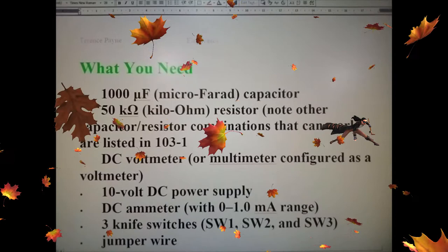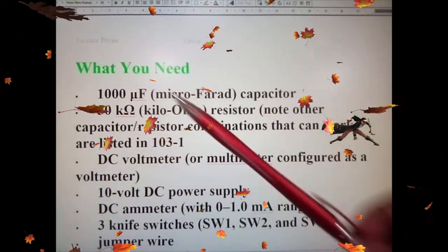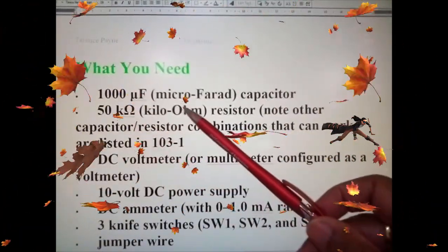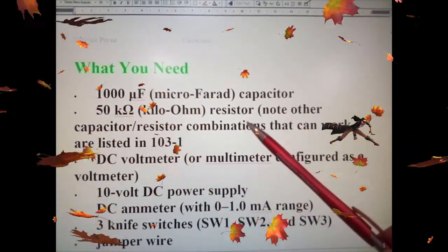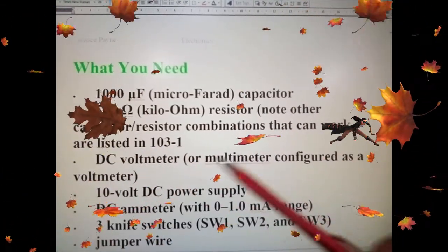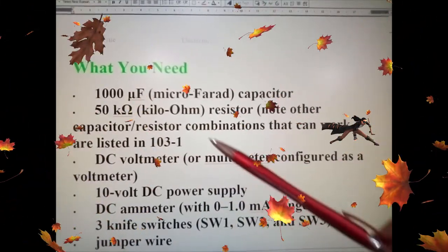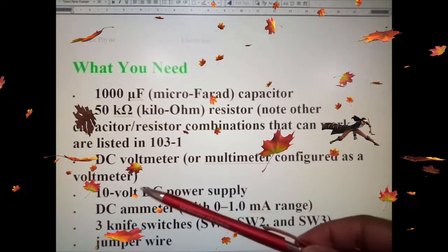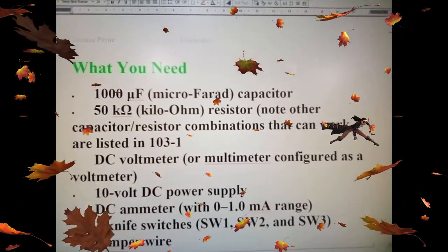Now, what I want to look at is, what do you need for this circuit? Now, you need a 1000 microfarad capacitor. You need a 50k kilo ohm resistor. Note other capacitor resistor combinations that can work I listed in 103-1. Okay, that's only a list giving you variations on the circuit. Okay, a DC voltmeter or multimeter configured as a voltmeter, and you may need two of these.